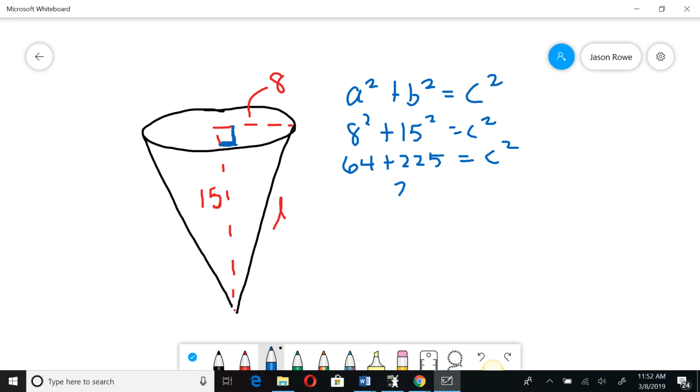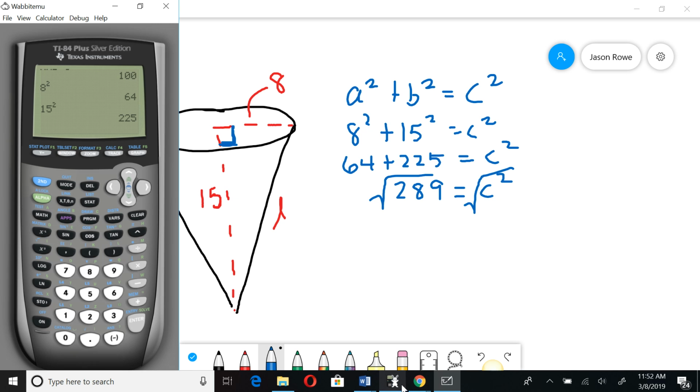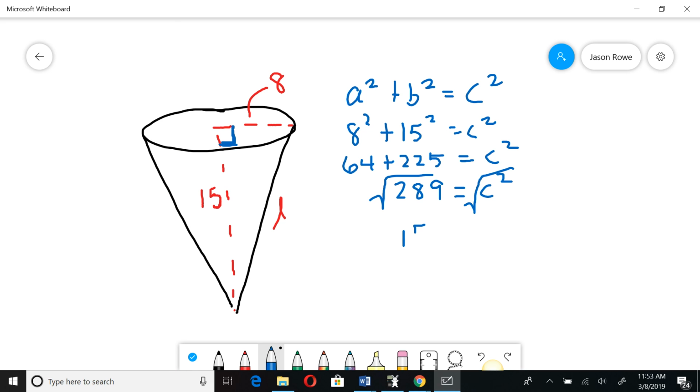64 plus 225 is 289. And then we're going to take a square root, because the last step of any Pythagorean theorem problem is to take a square root. And if you don't know your square roots up to 625, you're going to do second, x squared, 289. And so that would be 17 is C. So that's how we get that third number.